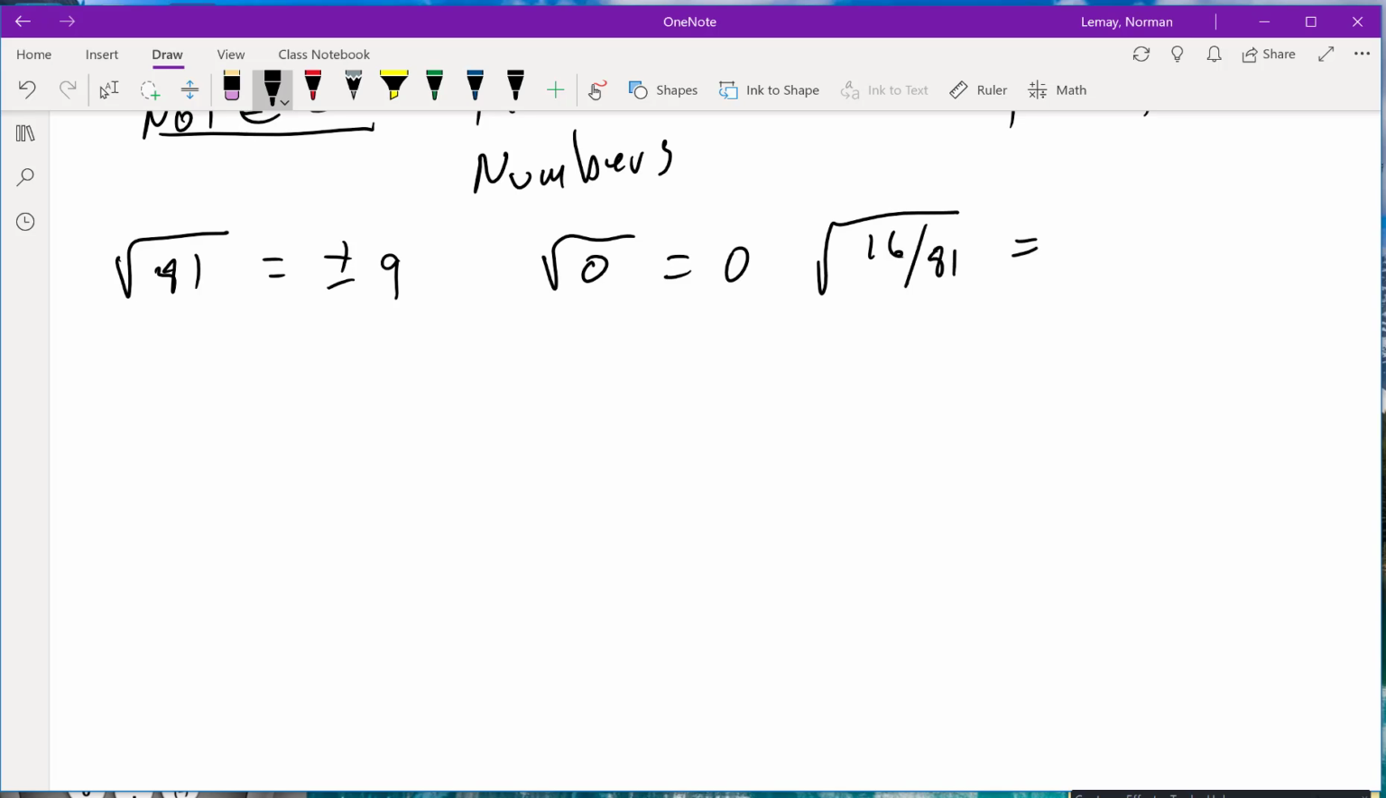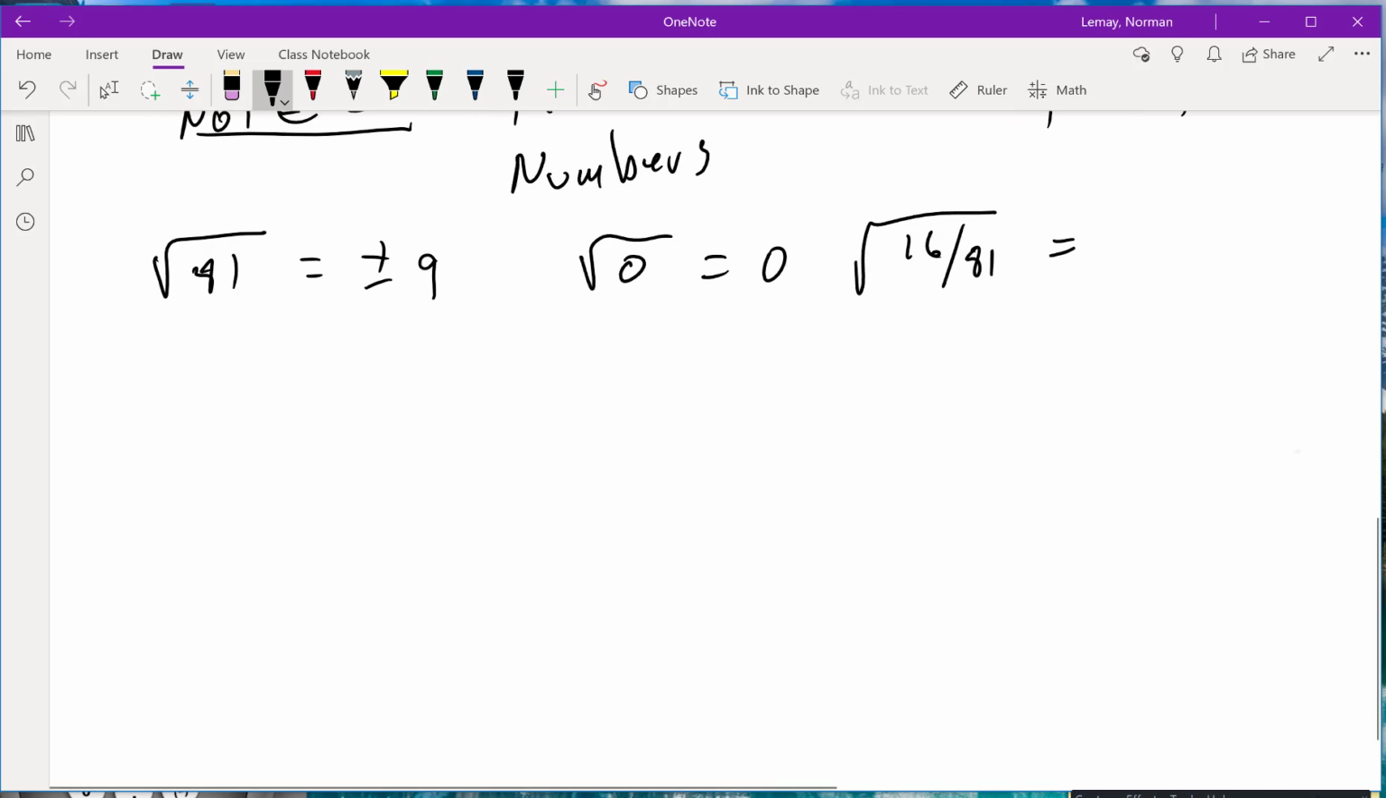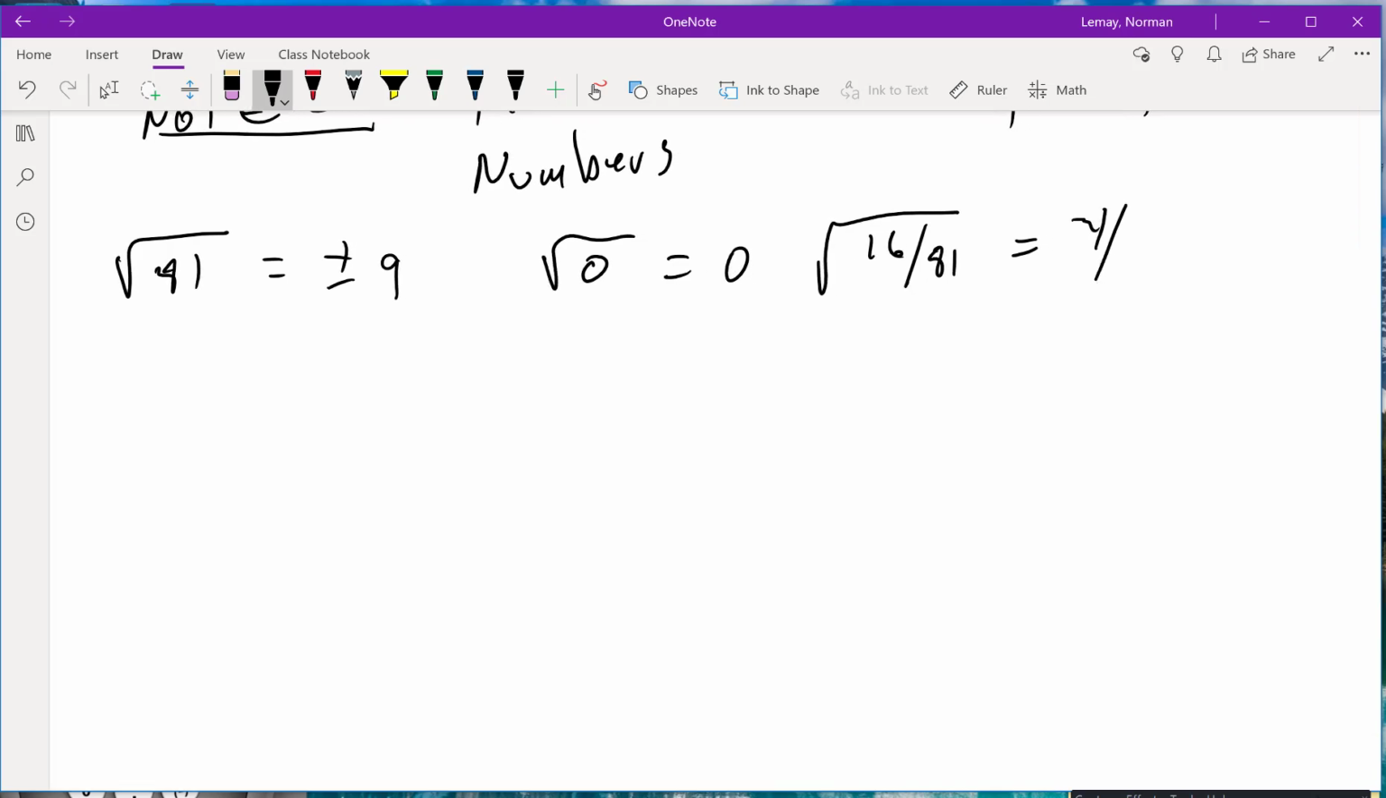So we take the square root of fractions. We'll take the square root of the top part, so the square root of 16 is 4. And the square root of the bottom part, so the square root of 81 is 9. So this reduces down to 4/9.